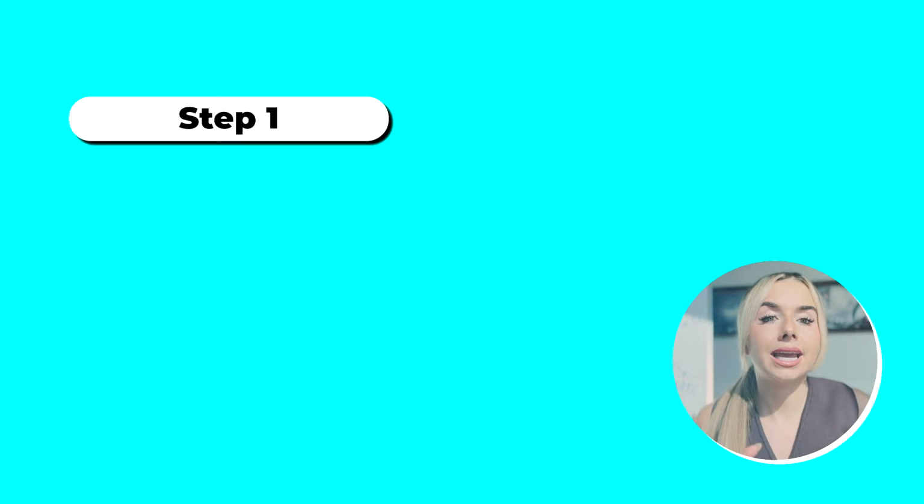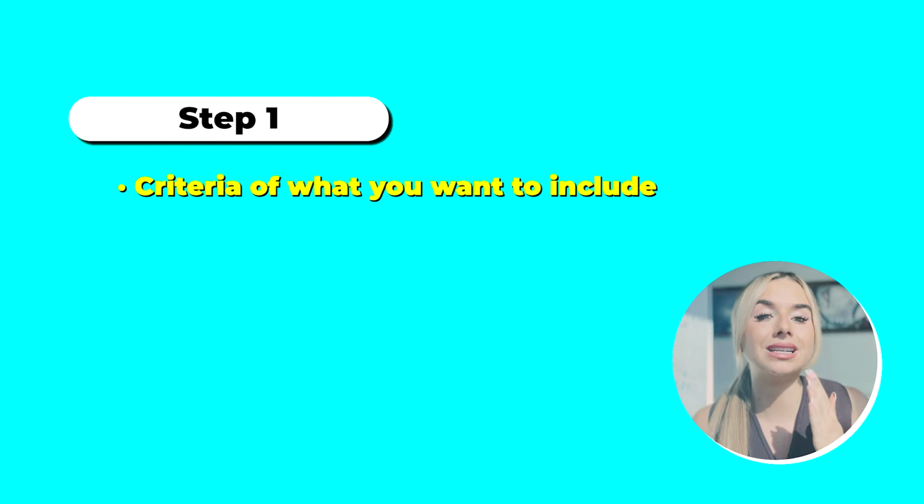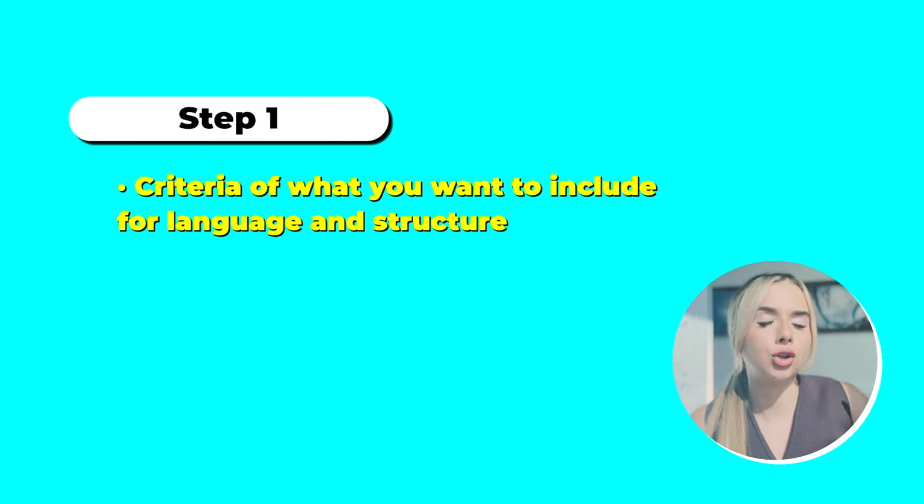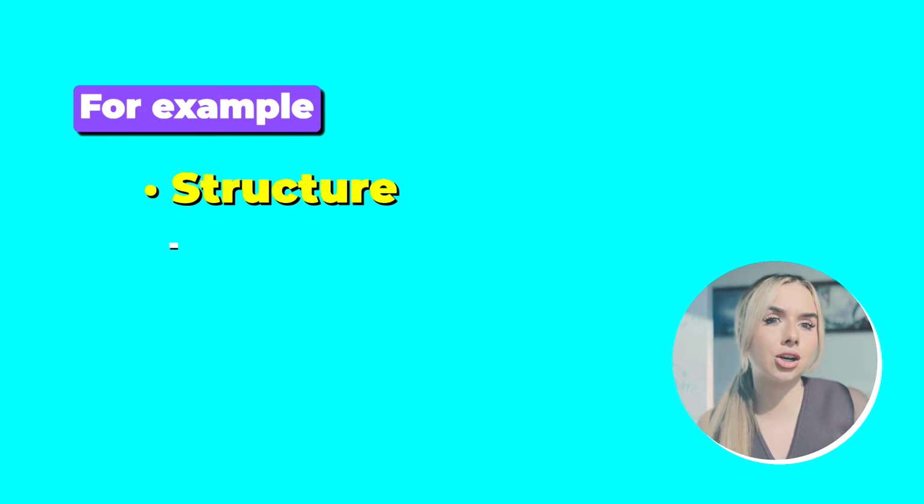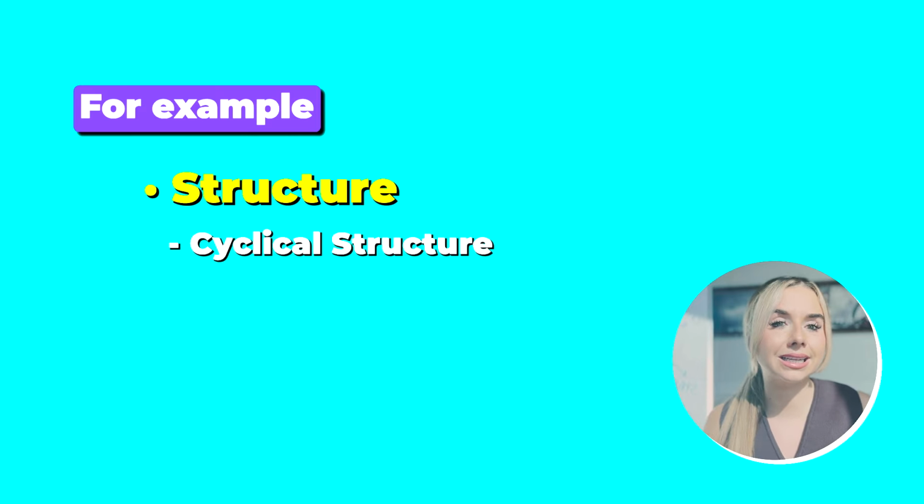So the first thing you do is you want to have a criteria of exactly what you need to include in it, so then of course you can get a grade 9. So what you want to do is have a criteria of the language and structure techniques that you want to be putting in. So just like how we analyze and pick them out, we want to then be listing them out so we know what to include. So for example, for structure, we'd have something like a cyclical structure, which is when it begins, how it ends.